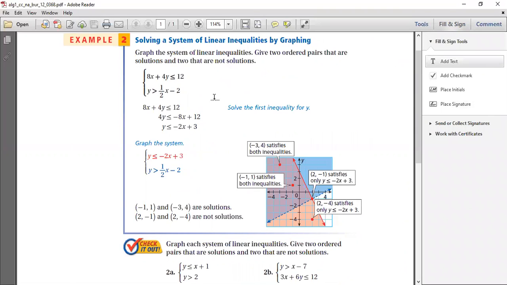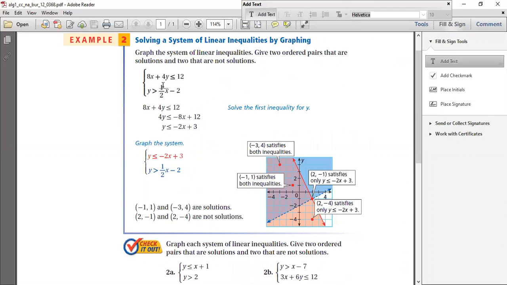So all we have to do is first graph these two inequality lines, and then from the graph we have to give two ordered pairs which are solutions and two which are not solutions. So these are the two inequalities given for you: 8x plus 4y is less than or equal to 12, and y is greater than half x minus 2. All you have to do is graph it first. For graphing, always remember that it should be in the y-intercept form. If it's in the y-intercept form, it's way too easy for us to graph the line.